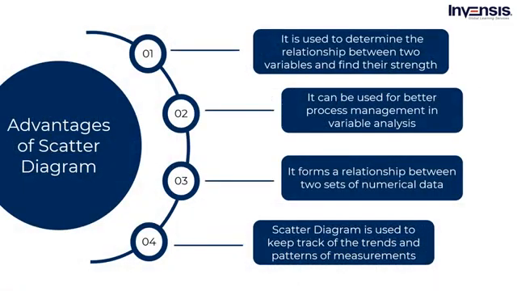Talking about the benefits of using the scatter diagram. It is used to determine the relationship between two variables and find their strength or what tangible impact that one has on the other. Therefore, it gives the data to confirm a hypothesis that two variables are related.